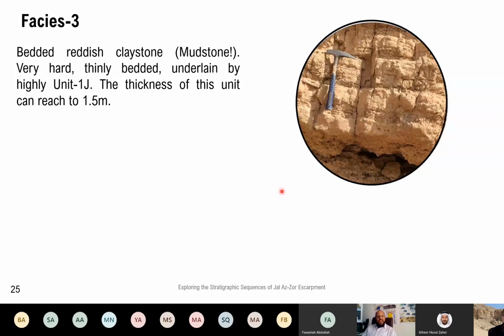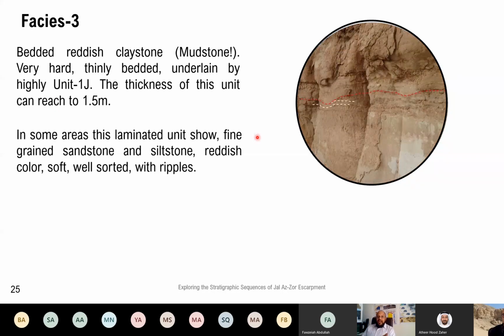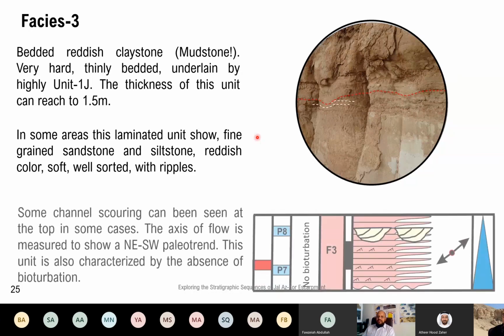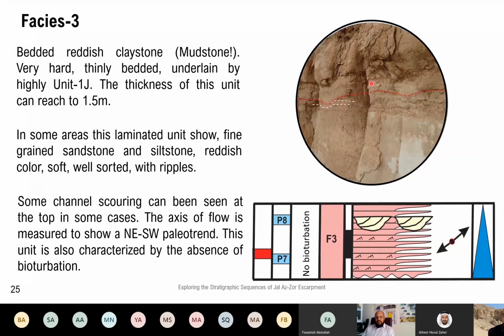So the next facies is a quite muddy facies. They are red facies, quite tight deposits. We have ripples. The thickness is more or less 1.5 meters. It has scouring surfaces as well. And what we have done here is take the orientation of these scouring surfaces. Sometimes we cannot take the current direction from the troughs, but what we can do is take the channel axis. And this, combined with all this information, can help us identify the direction of deposition.